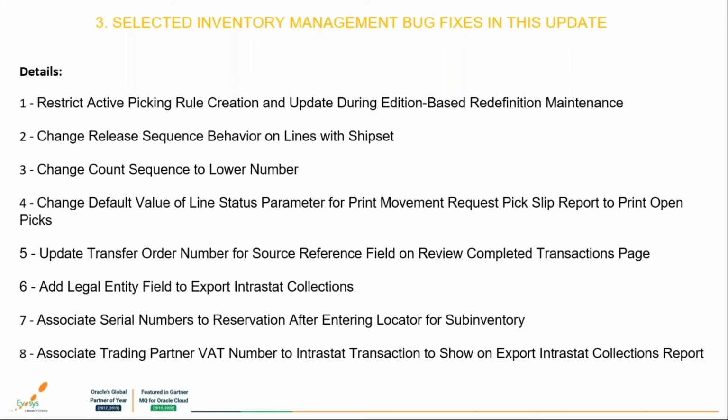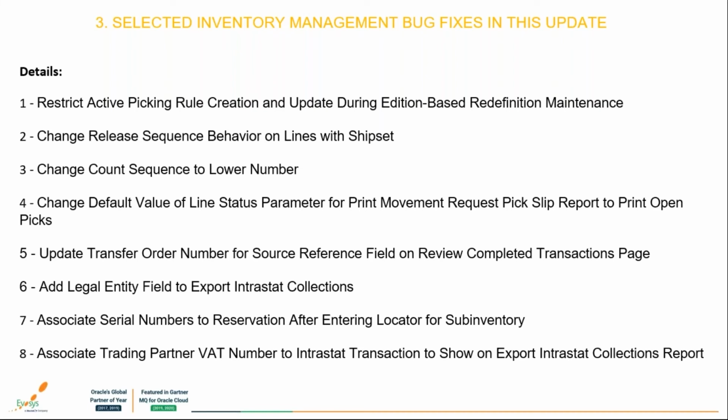If you continue, this might result in errors while approving cycle count sequences or lead to inaccurate data in reports such as OTBI. Fourth, change default value of line status parameter for print movement request pick slip report to print open picks. With this update, the default value of line status to print parameter is now set to open picks. This prints only the open picks and it's faster to run.